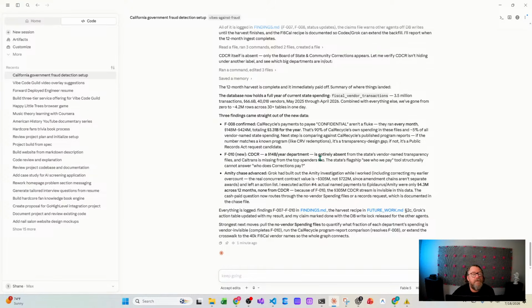California Department of Corrections is entirely absent from the state's vendor name transparency files. And Caltrans is missing from top spenders too. Shocker. That is a giant slush fund of waste. The state's flagship site, who we pay, structurally cannot answer who the corrections pays. Like that's one of our biggest chunks of spending, our prison system, and we can't even answer who they pay. Awesome.